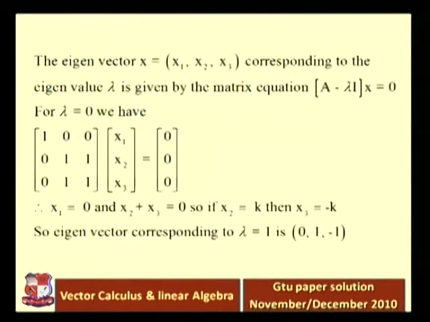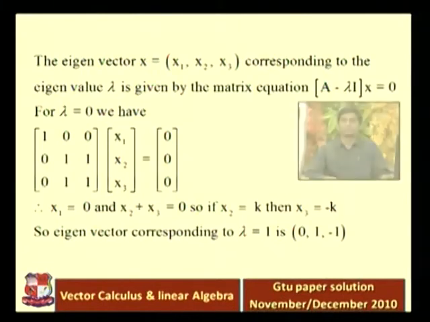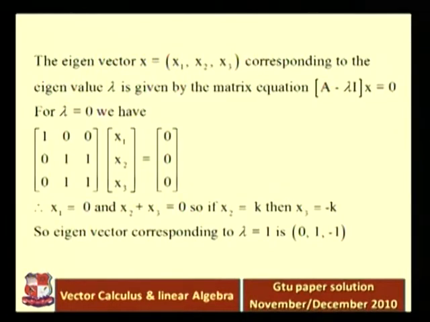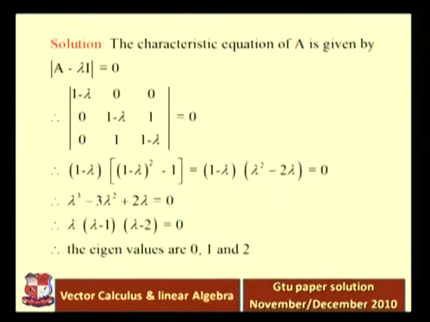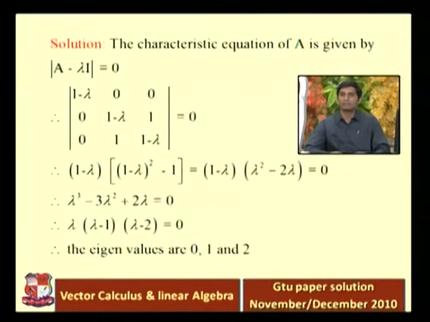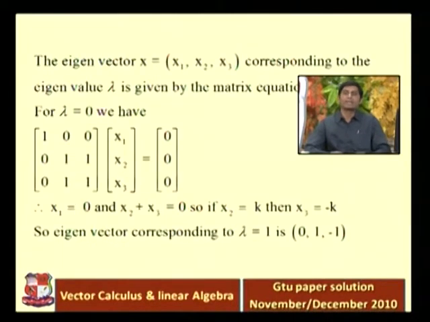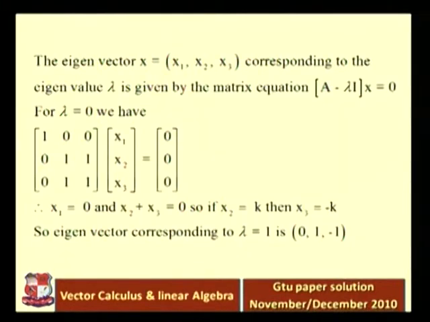The eigenvector x, that is x1 x2 x3, corresponding to the eigenvalue lambda is given by the matrix equation A minus lambda I into x is equal to 0. So for lambda equal to 0, we put lambda equal to 0 in this determinant. You will get the matrix 1 0 0, 0 1 1, 0 1 1 into x, that is x1 x2 x3, equal to the column vector 0 0 0.